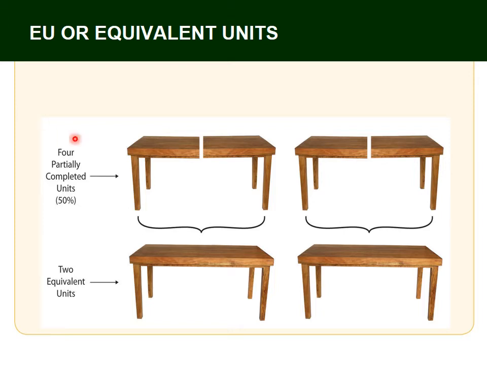So let's look at this. 4 partially completed tables is the same as 2 equivalent whole tables. So let's say that at the end of a production period, there are 4 partially finished tables in our work in process accounts. Well, they've consumed materials, labor, and overhead, and you can't ignore the fact that there are partially finished goods. You can't just look at the finished goods.